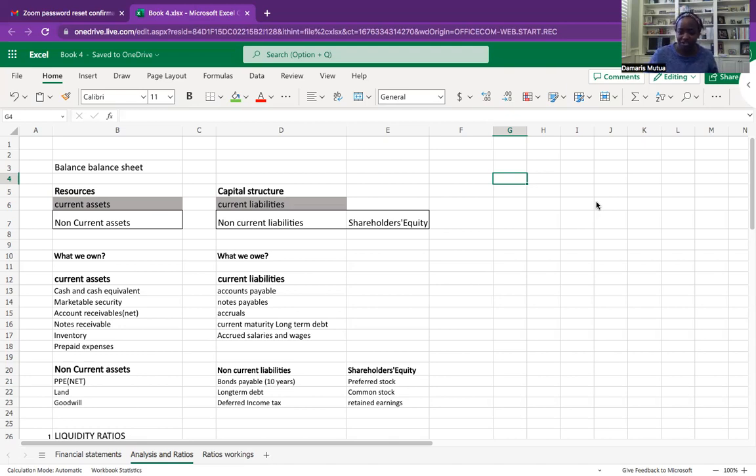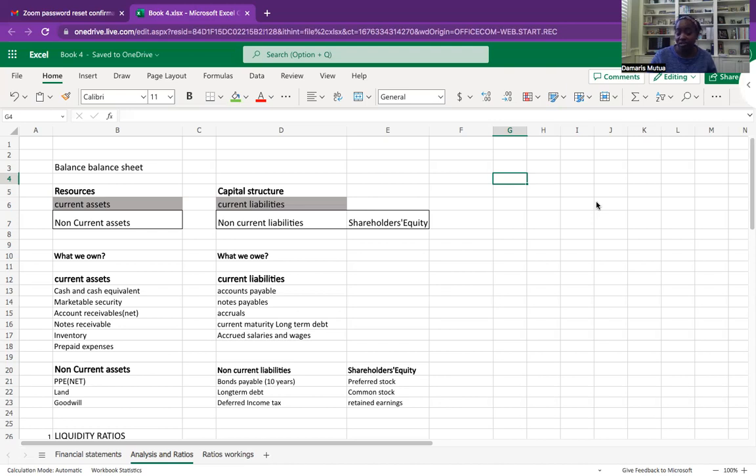So what is a balance sheet? A balance sheet shows us what we own as an organization vis-a-vis what we owe to others. And when I talk about what we own as an organization, I'm talking about the assets. Under the assets, we have two classes of assets. We have the current assets. These are assets that will be converted into cash in the next operating cycle or the next 1 year, whichever is longer.